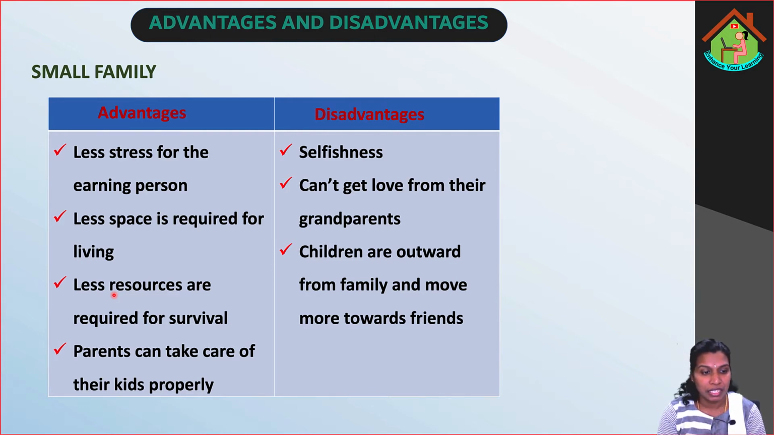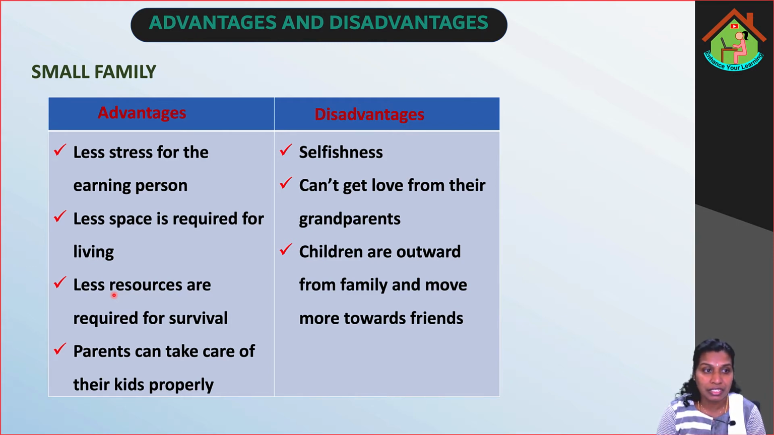Okay, then parents can take care of their kids properly. Since they have 1 or 2 kids, they will be able to take care of their nutrition and their education. Like, they will take the kids to extracurricular activities like swimming classes, keyboard classes, dance classes, karate classes. So they will have some money to spend on these activities also. So these are all the advantages of being in a small family.